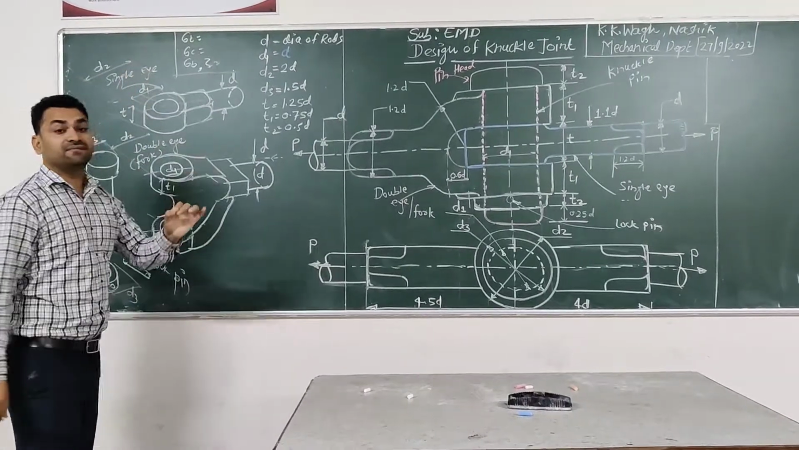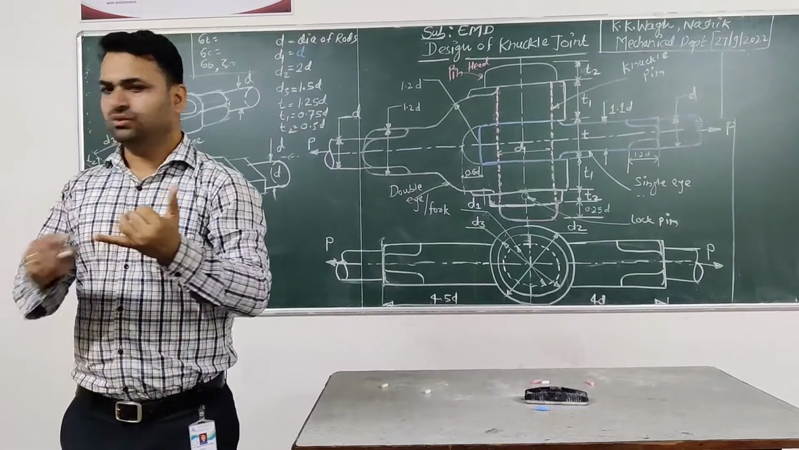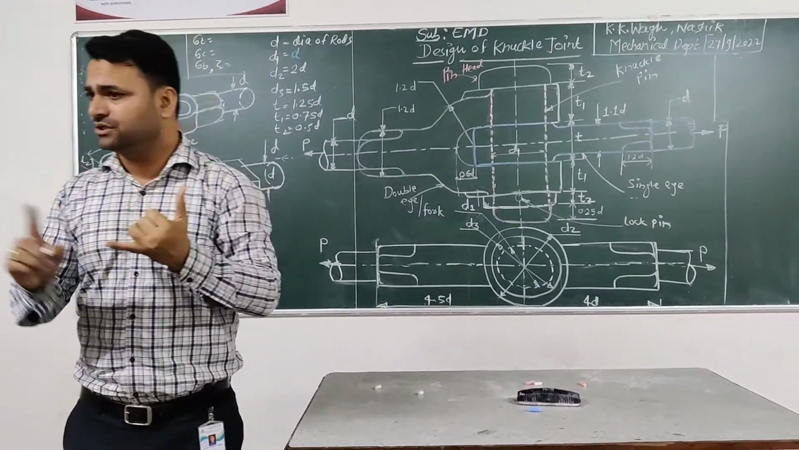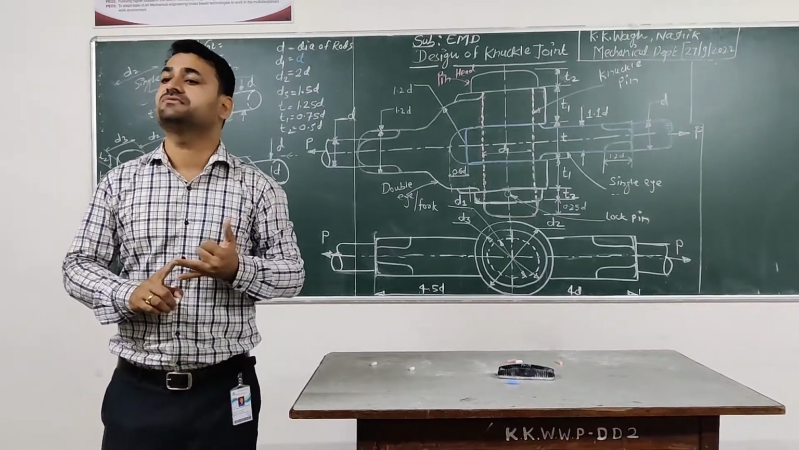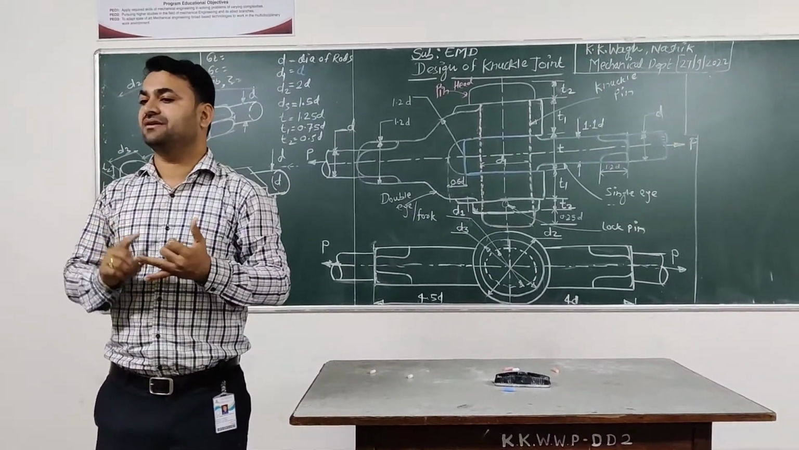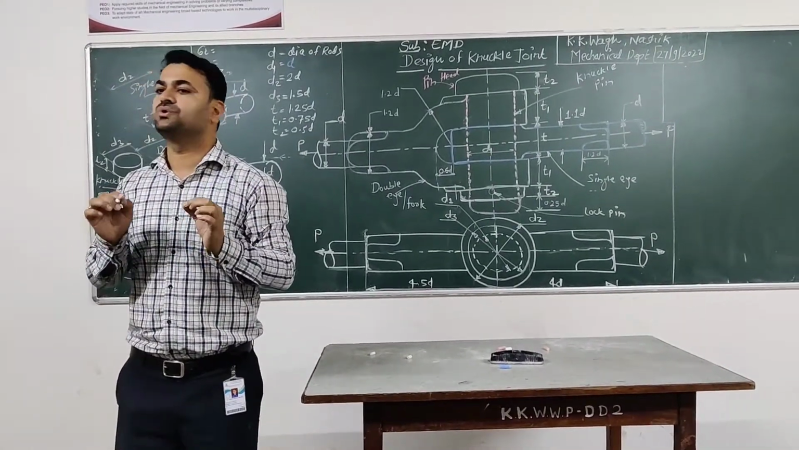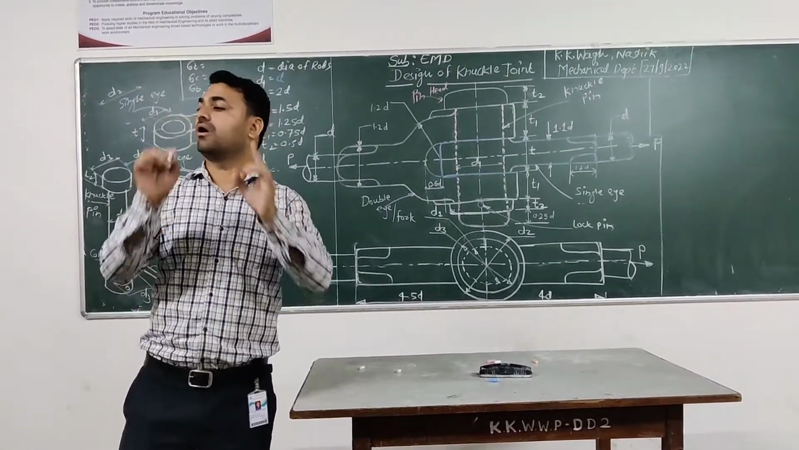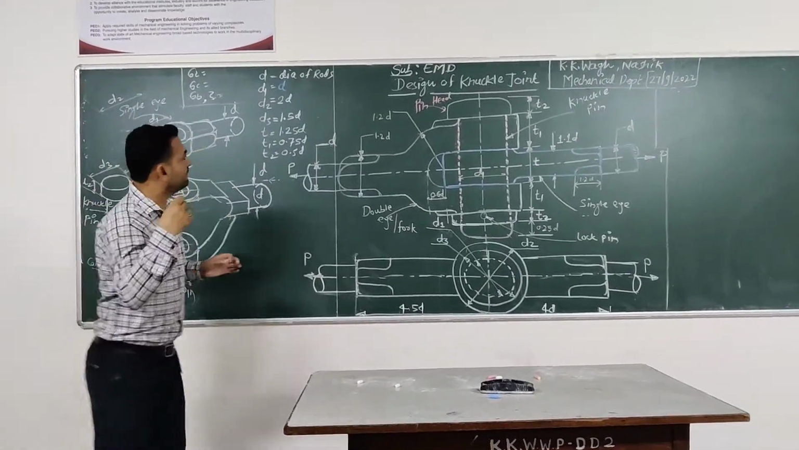Okay, now let's see which are different dimensions of knuckle joint. First, you understand different components of knuckle joint. Second, application of knuckle joint. Now straightforward, different dimensions related to knuckle joint. Which dimensions are there in a knuckle joint that a student should know, or moreover that a designer engineer should know.